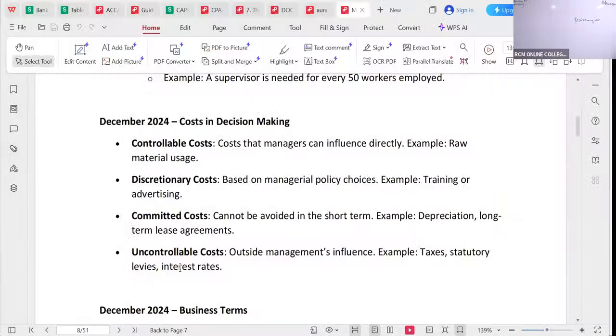Then we have uncontrollable costs. Those are those costs which management cannot influence. Example, the government tax. Rent is the very best, isn't it? You can't influence it. If you want to influence rent, then be ready to disappear from someone's premises. So those examples are very good. You must keep on giving them in your exams.